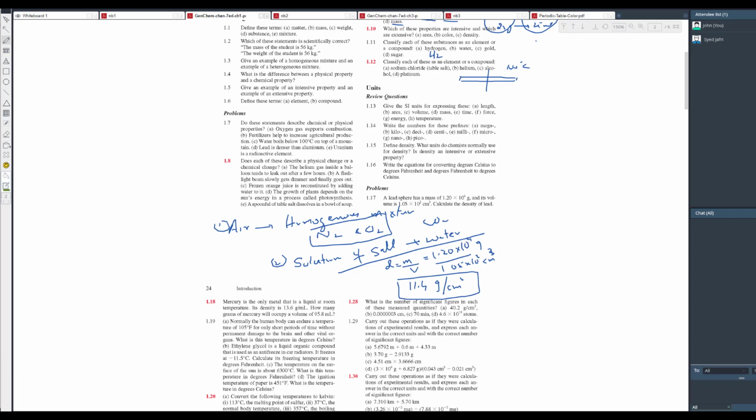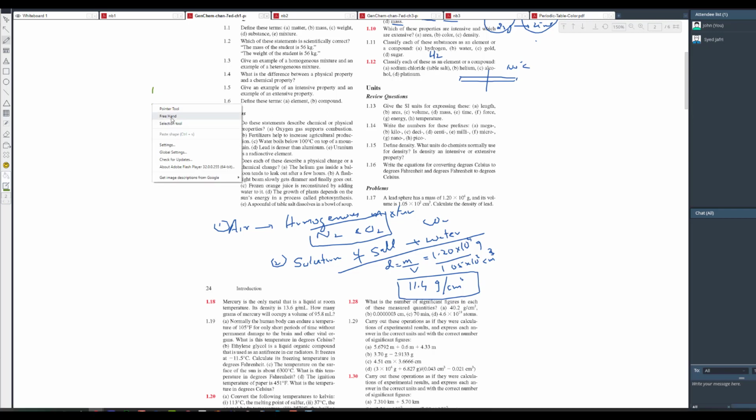I want to see if it will allow me to paste something. Oh, it doesn't. I think it does not allow you. No problem. You clear? Yes.